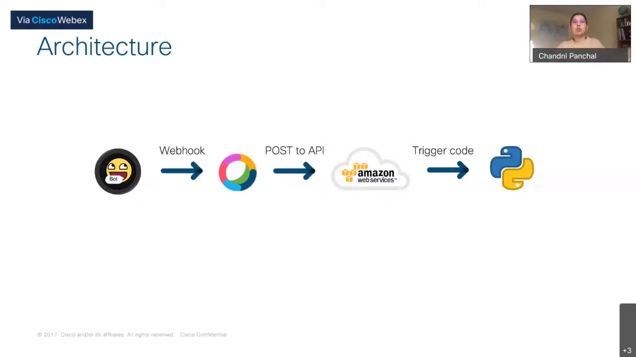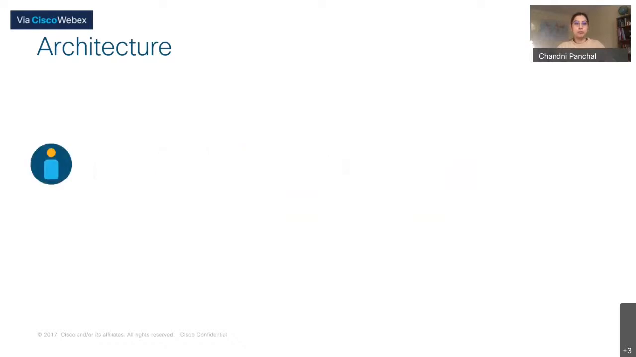I'm just going to show you all of the architecture together now. So you've got the user sending a message to our bot saying, hey, I'd like you to send me a joke.